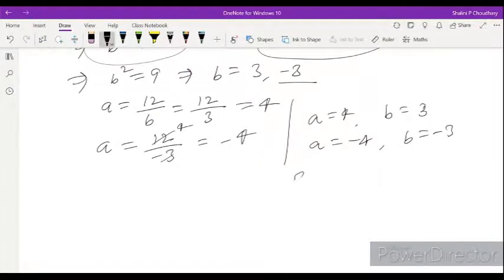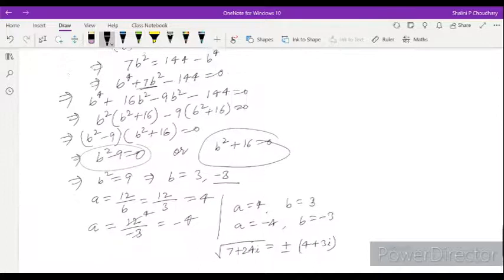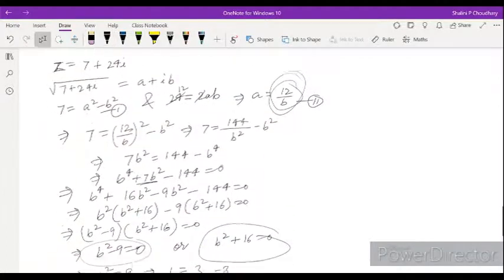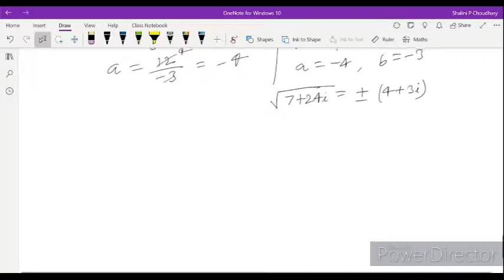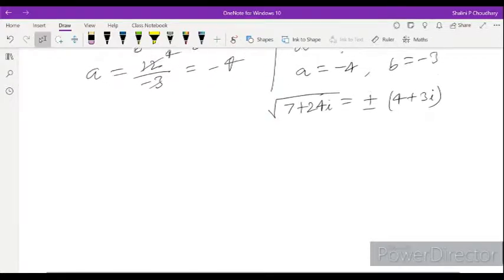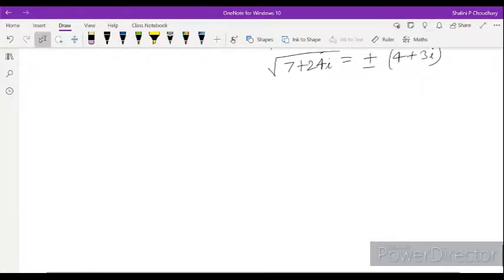So we can write, what was our question, the square root of 7 plus 24i will be equal to plus minus 4 plus 3i. Okay, our question was this one, 7 plus 24i. So the square root of 7 plus 24i will be equal to plus minus 4 plus 3i. Now the next question we'll do.